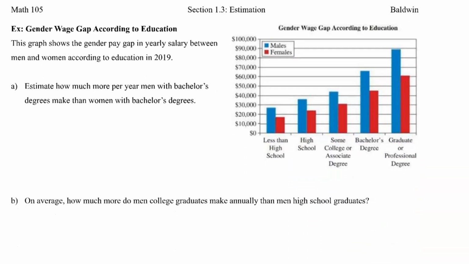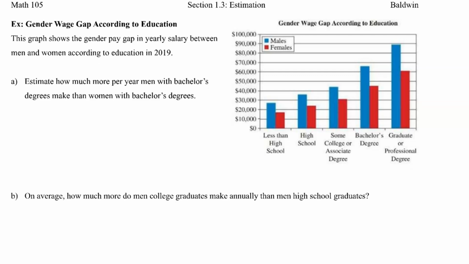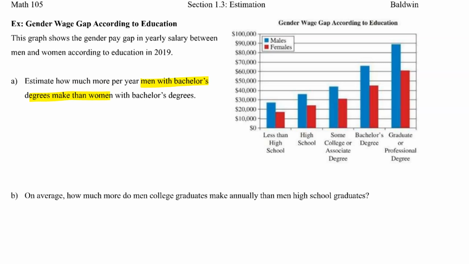So we're going to look at using some graphs with our estimation. We have a graph that shows the gender pay gap in yearly salary between men and women according to education in 2019. We have two parts here. Part A says estimate how much more per year men with bachelor's degrees make than women with bachelor's degrees. So we are focused for part A on bachelor's degrees. And we notice with the key they give us, the blue is the bar for males and the red is the bar for females.